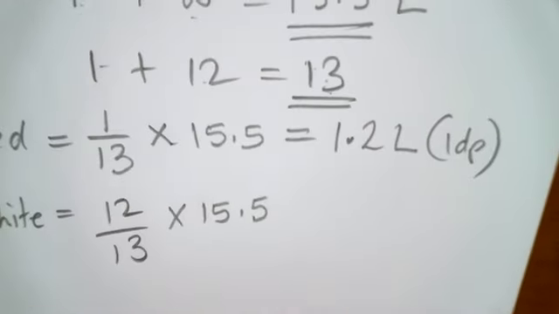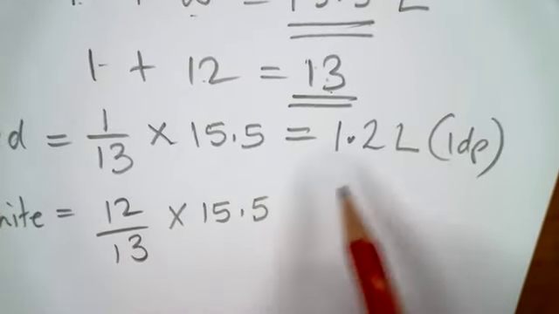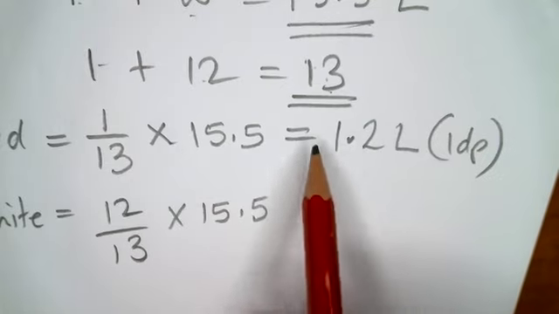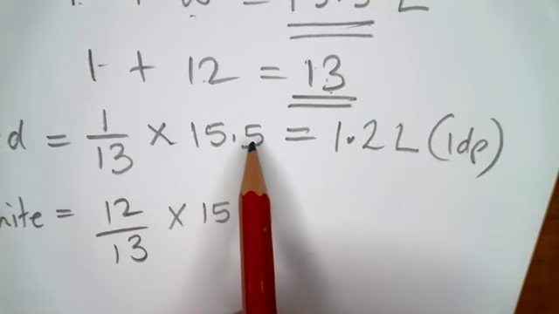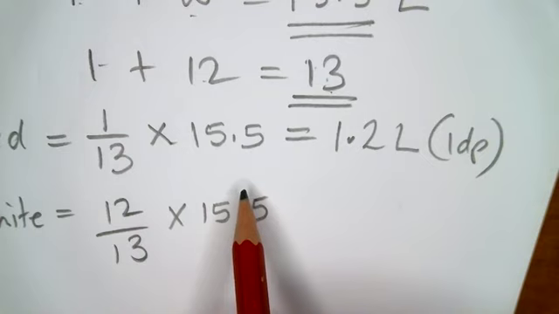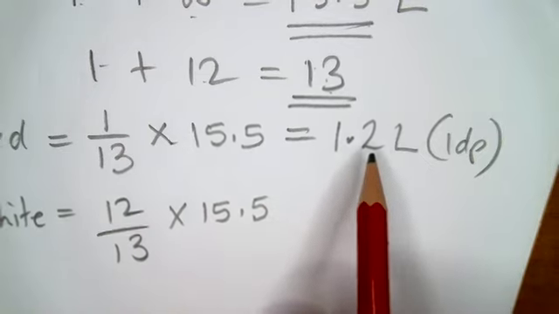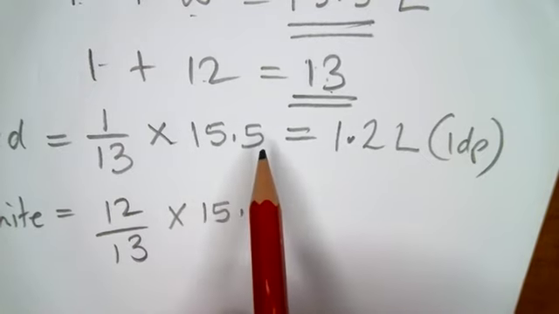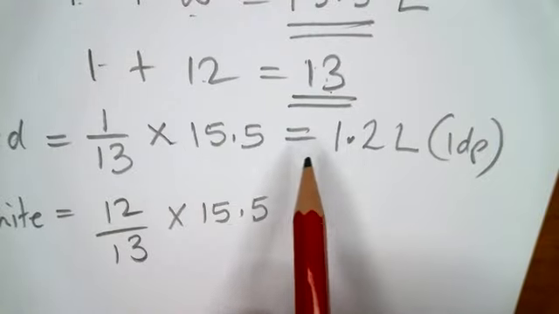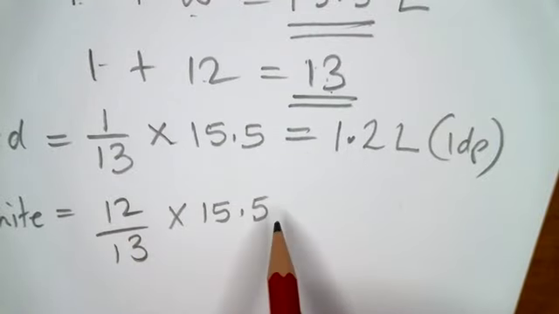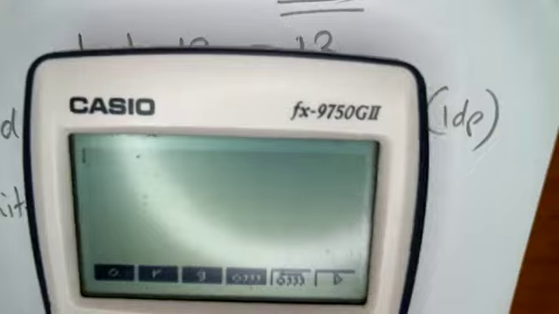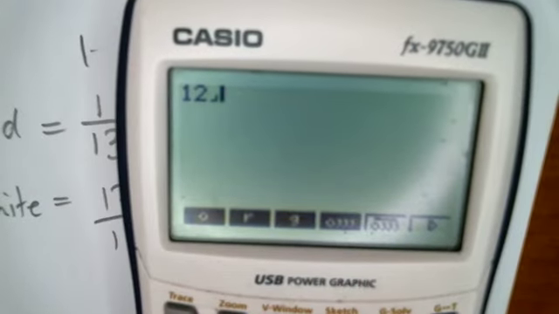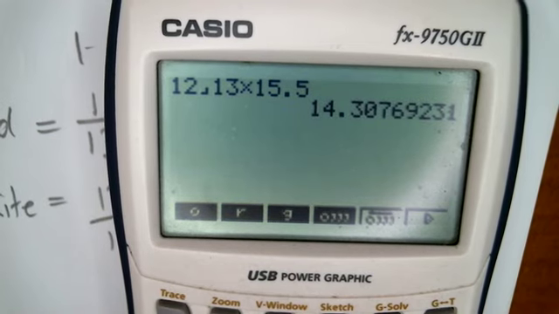Now what about the other one? Well, the other one, by the way, is going to be the rest. So this is going to be 1.2 litres of the 15.5. If I wanted to find the rest, I could just take 1.2 and subtract it from the 15.5. That would probably be quicker. Or you could just say 12/13 times 15.5. That's what I'll do anyway. So I'll go 12/13 times 15.5. What do we end up with? Let's have a look.